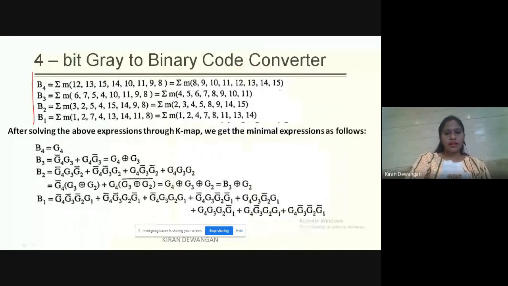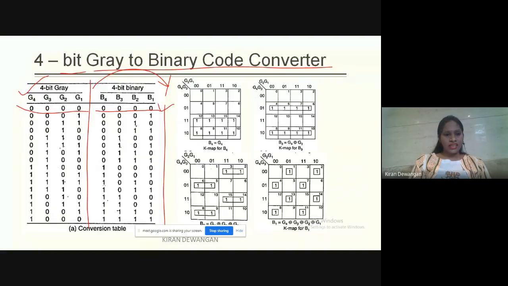These are our canonical form of the expression. We'll see where B4 is going high, and then where B3 is going high, for B2 and for B1. Now we can see B4 is going high for these values. What is this actually? 1100. This is the Gray combination. The Gray combination will be taken for G4, G3, G2 and G1.